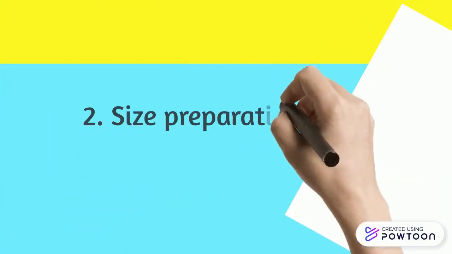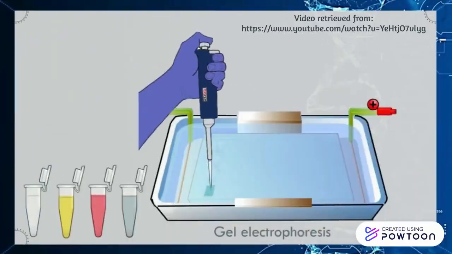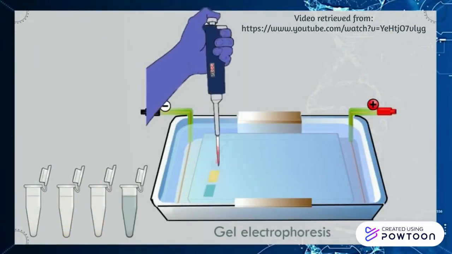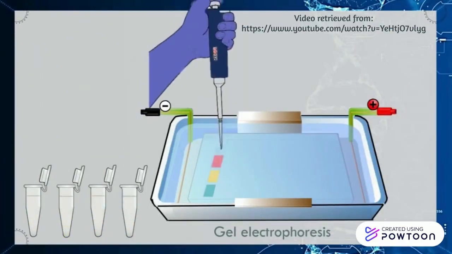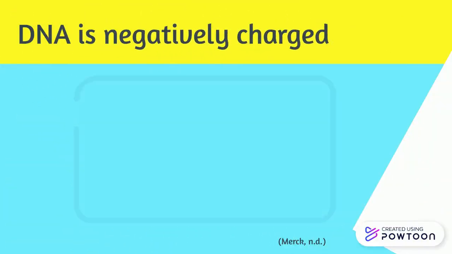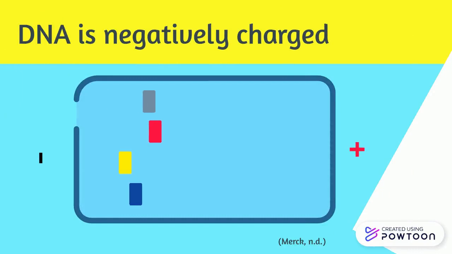Second step, size separation by gel electrophoresis. In the next step, gel electrophoresis is performed, putting each sample containing different dd-NTPs in separate lanes. Due to the fact that DNA is negatively charged, the molecules will travel to the positively charged region, and the heavier DNA fragments will take longer to travel along the gel.